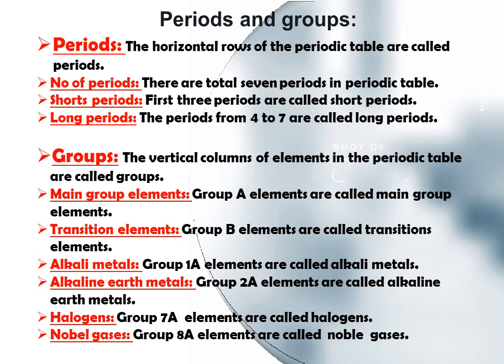Halogens, group 7A elements are called halogens. Halogens means salt forming. As these elements react with metals, they form salts. That's why they are called halogens. Noble gases, group 8A elements are called noble gases because they are inert and they don't react with any other element. So that's why they are called noble gases.